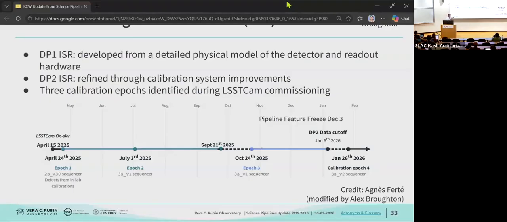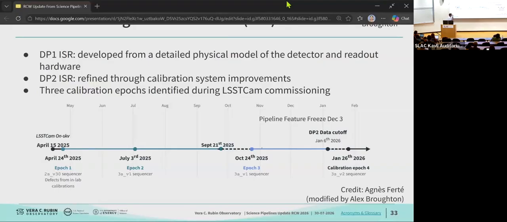So for DP1, the ISR task of the pipeline was developed based on our best understanding of the physics of the detectors. And the goal is to reverse through that process in the photon transfer chain to undo all effects that aren't of astrophysical origin, or all parts of the image that are not of astrophysical origin. For DP2, we've refined this based on new hardware changes in the dome, and also specifically for LSSTCam.